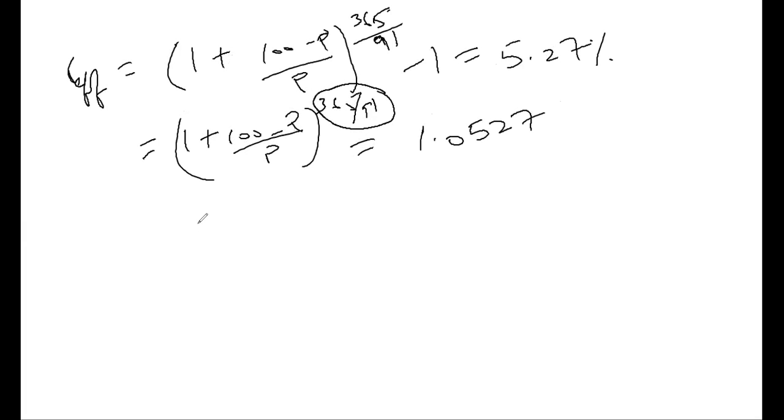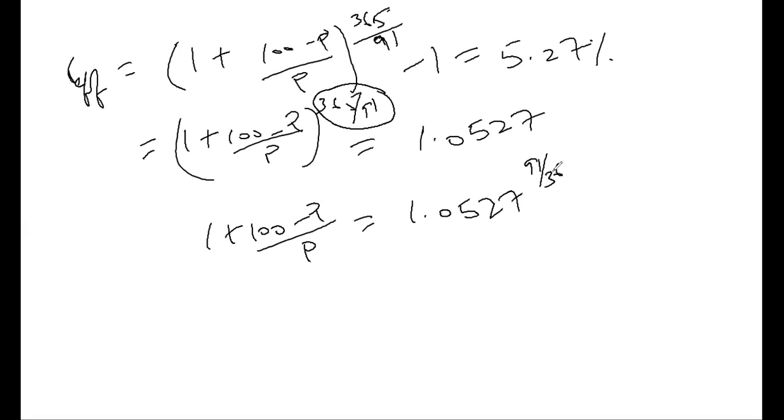So to get rid of that, what will we do? We will do 1 plus (100 minus P) over P equal to 1.0527, and this would be raised to 91 over 365. So we're just doing the opposite, right? Yeah.